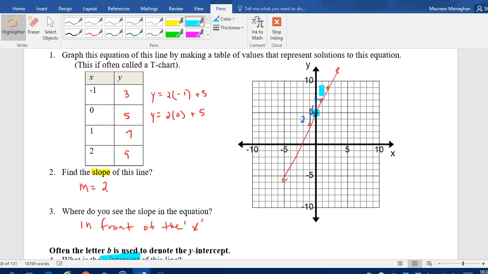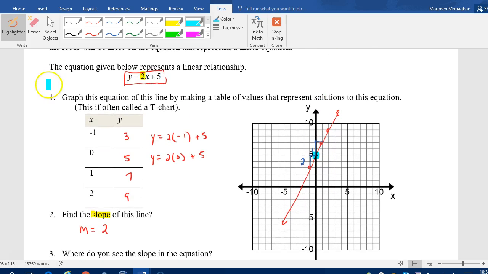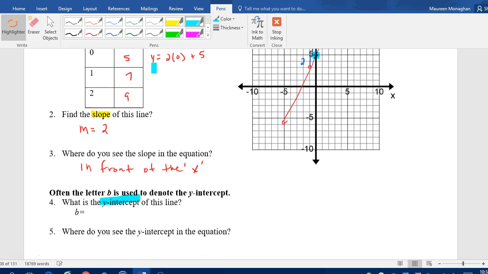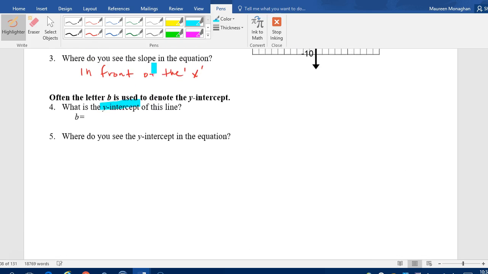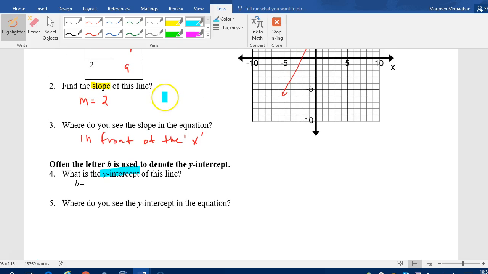Where is the y-intercept in the equation? Well, let's go back up. There it is. It's a plus 5. So be familiar of where everything is located. Okay. The y-intercept then is 5.